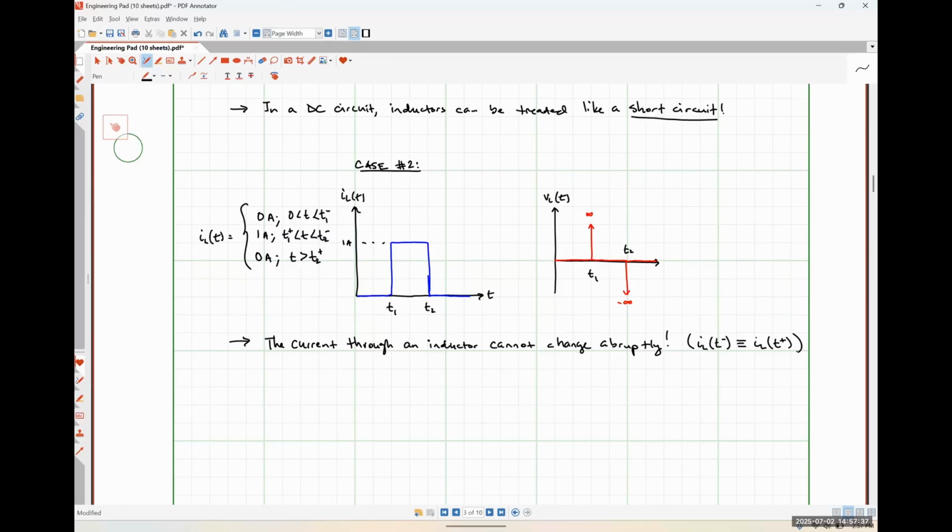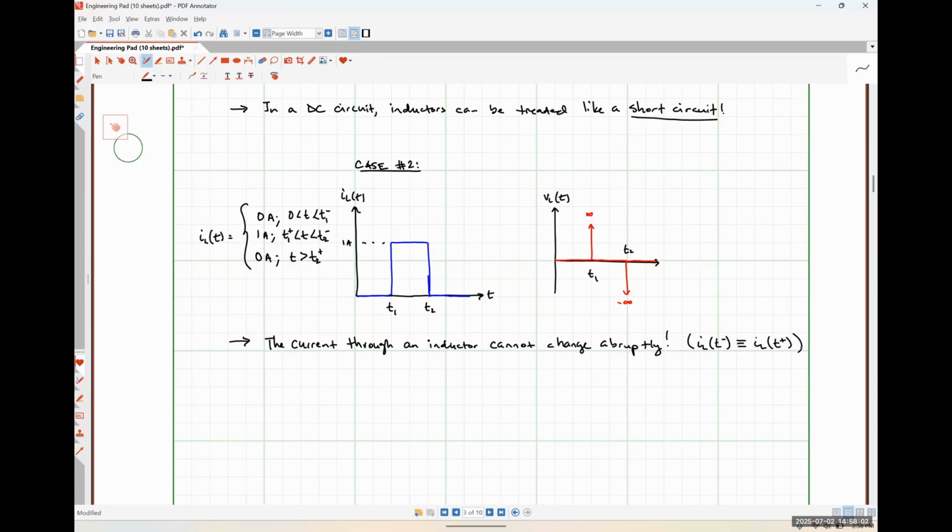Okay. So this essentially just means that the current flowing through an inductor must be a continuous function in time. Okay. So any change has to occur over some amount of time. It could be nanoseconds, but it still takes some amount of time for that change to occur.